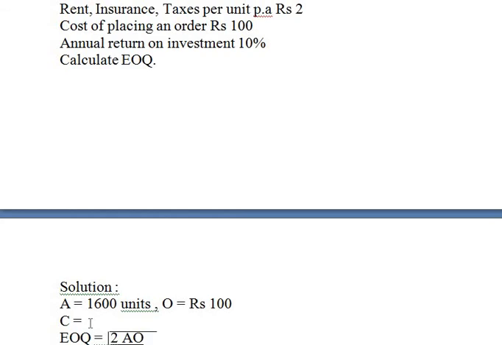C is 60 rupees they have given, right? Cost of inventory. So 60 into 10%. Right? So here annual return on investment is 10% already they have given. Okay. So that will be rupees 6. Okay. 60 into 10%, 6. One more thing they have given. Rent, insurance, taxes per unit they have given. Per unit is rupees 2. They have given it in rupees. So plus 2. So that will be equals to 8.